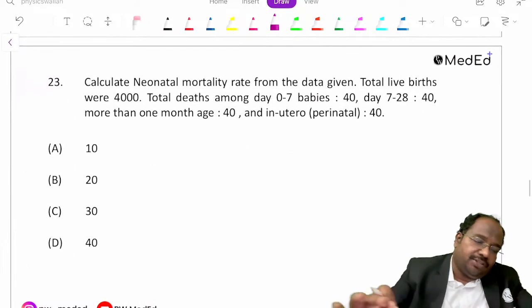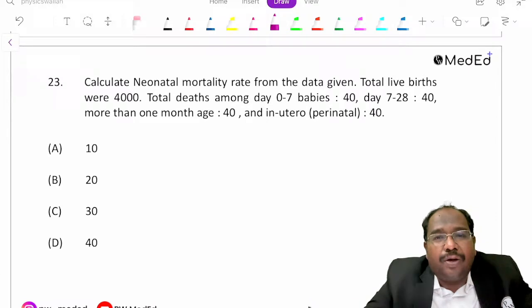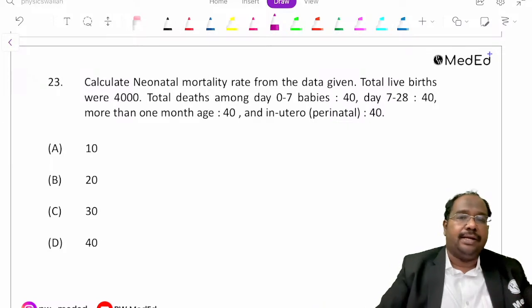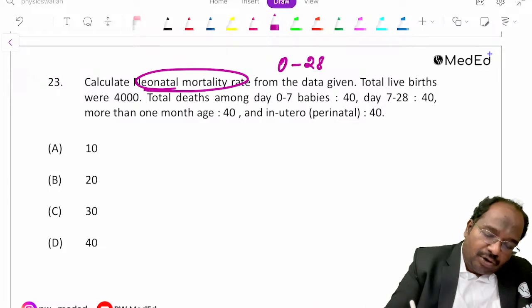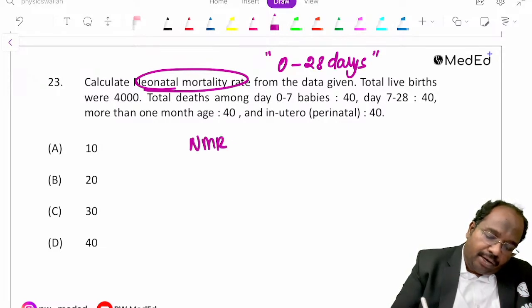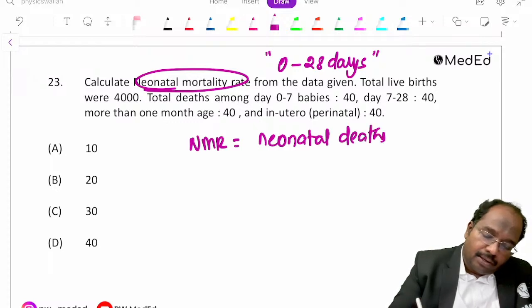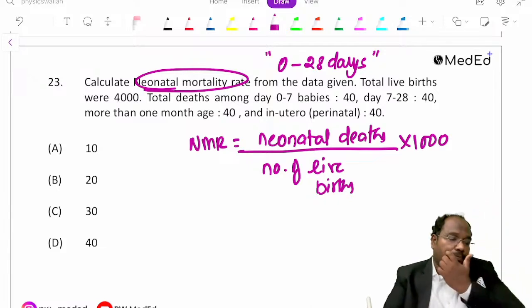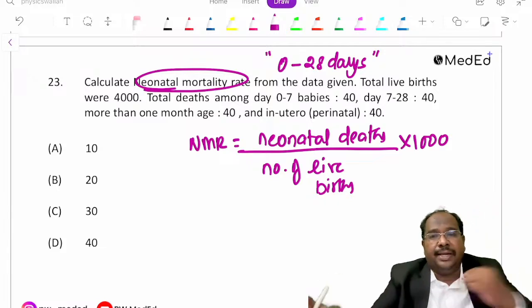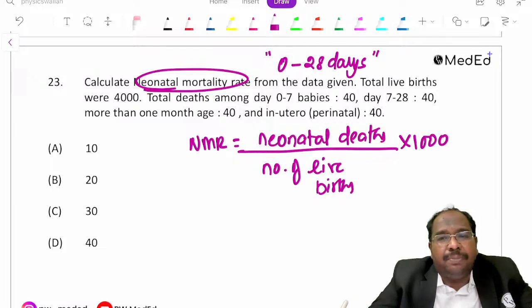Again, the next question. It's a problem. They are asking to calculate neonatal mortality rate. Neonatal mortality rate means deaths between 0 to 28 days. The formula for NMR: neonatal deaths, denominator is number of live births, multiplied by 1000.